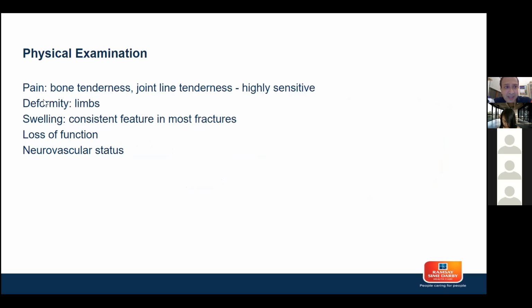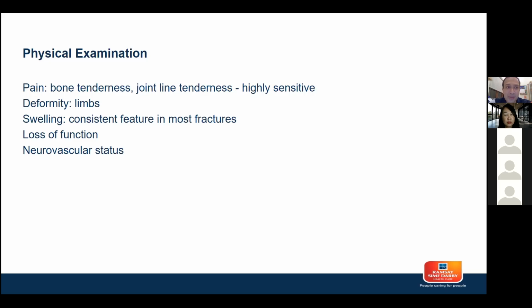Physical examination, again, pain. Is there any bone tenderness, joint line tenderness? It is highly sensitive and specific for fractures. So if you really can't read any x-rays, you really don't know what you're looking at, bone tenderness will give you a clue as to whether there is a fracture or not. If there's pain when you palpate the bone, high chance there's a fracture. Okay. Deformity, obviously, if there's some deformity, it'll be fairly obvious just on inspection. Swelling is a fairly consistent feature in most fractures. So if you have a fracture of the calcaneum of the heel, the swelling can be quite immense. So swelling is a consistent feature in most fractures.